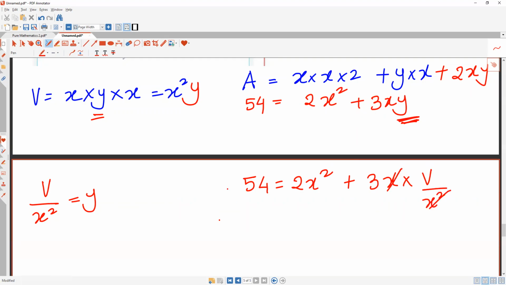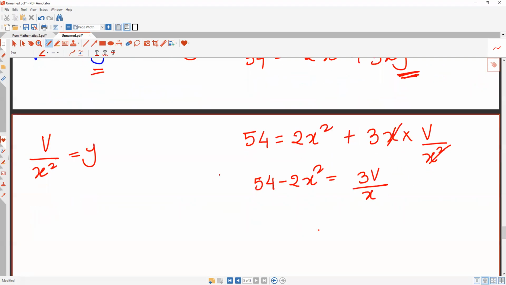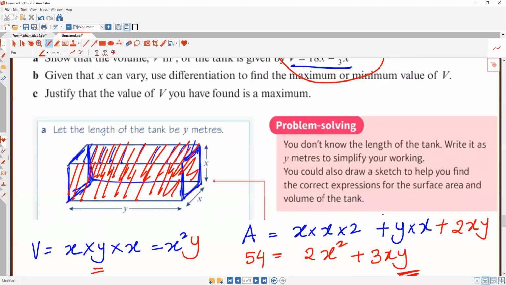x square and x gets cancelled. You are left with 54 minus 2x square is equal to 3v by x. Bring that x on the other side. 54x minus 2x cube divided by 3 is equal to v. Let's see whether it matches or not.